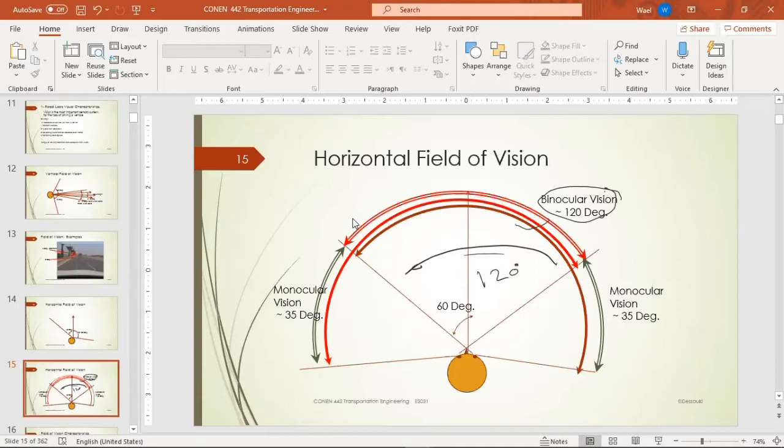Outside this side, this is called monocular vision. In other words, it is sometimes called peripheral vision. The peripheral vision, what we see in that area, is not as clear as what we see in the binocular vision.